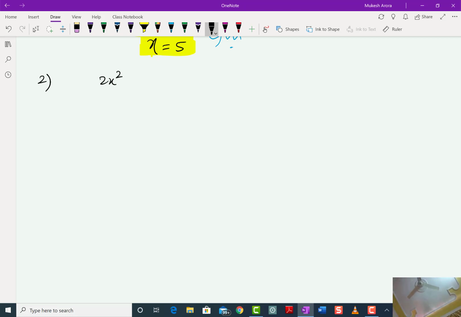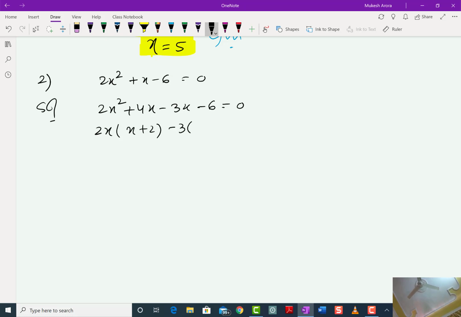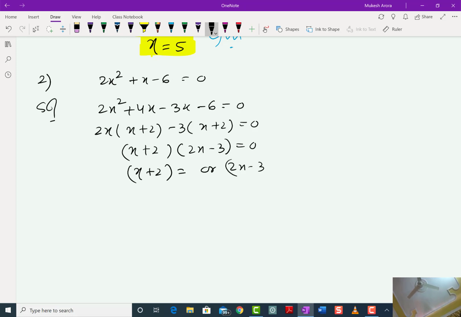Second question, 2x squared plus x minus 6 is equal to 0. Solution: 2x squared plus 4x minus 3x minus 6 is equal to 0. 2x is common, x plus 2, minus 3 is common, x plus 2 is equal to 0. So 2x minus 3 is equal to 0 or x plus 2 is equal to 0. From here x is equal to minus 2 or 2x is equal to 3, or x is equal to 3 by 2. So these are the two solutions, roots or values of the equation.